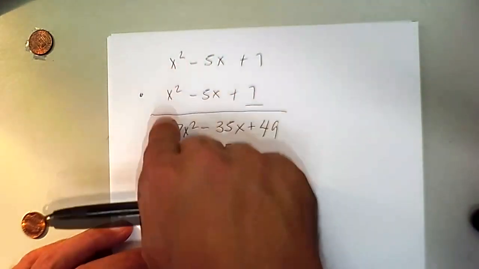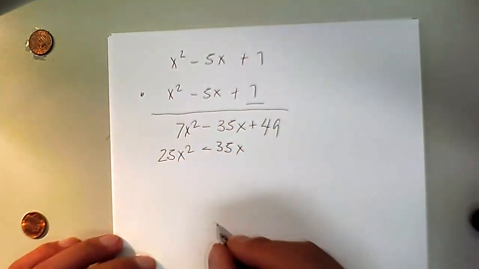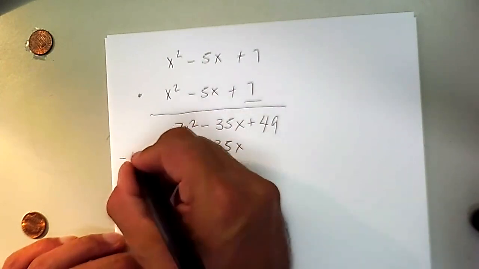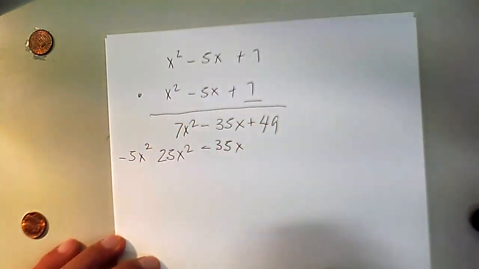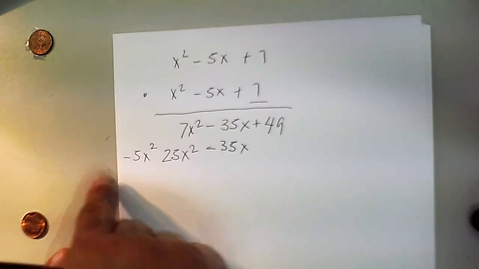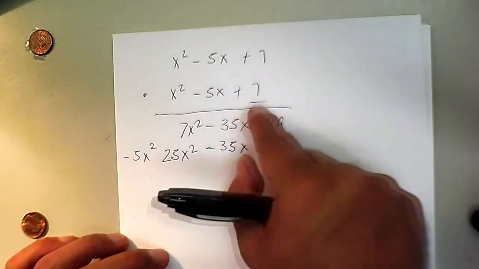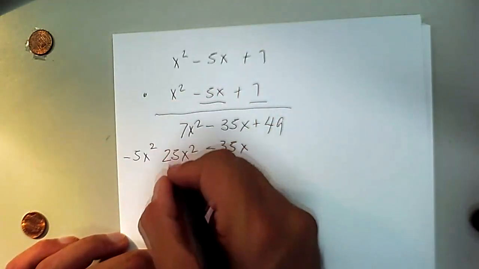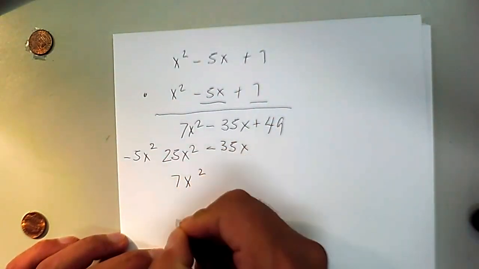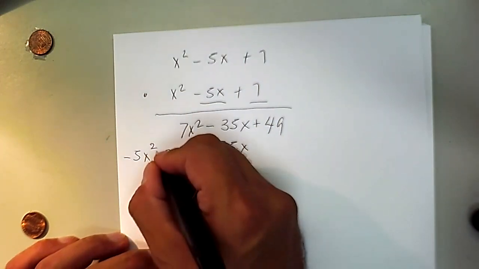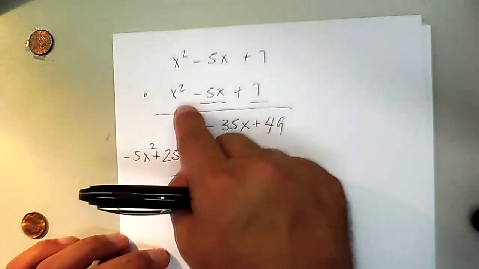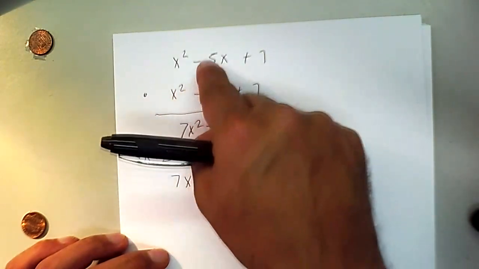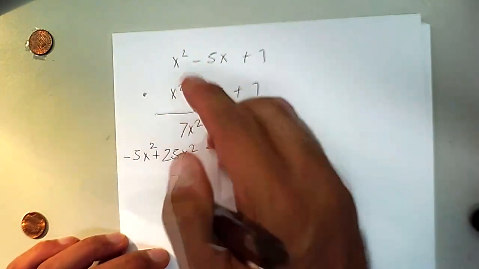And then this times that is -5x squared. Oh, I didn't give myself enough room. -5x squared, because I think I'm going to need one more over here. All right, well, that is done. X squared times 7 is 7x squared. I want to put that under the x squareds. Oh, there's a plus here. X squared times -5x is negative 5x cubed.